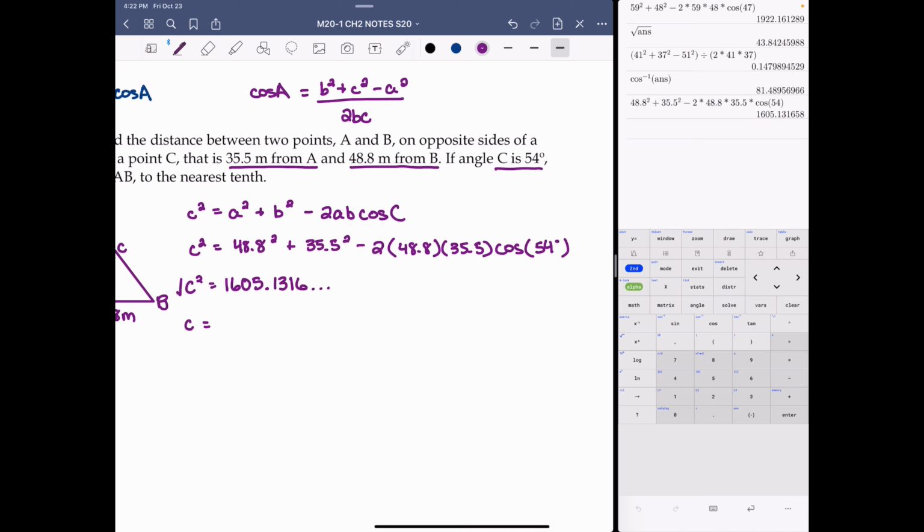So we square root both sides. Second square root, second answer, we get 40.0640... Round to the nearest tenth for side lengths, so 40.1, and this was in meters.